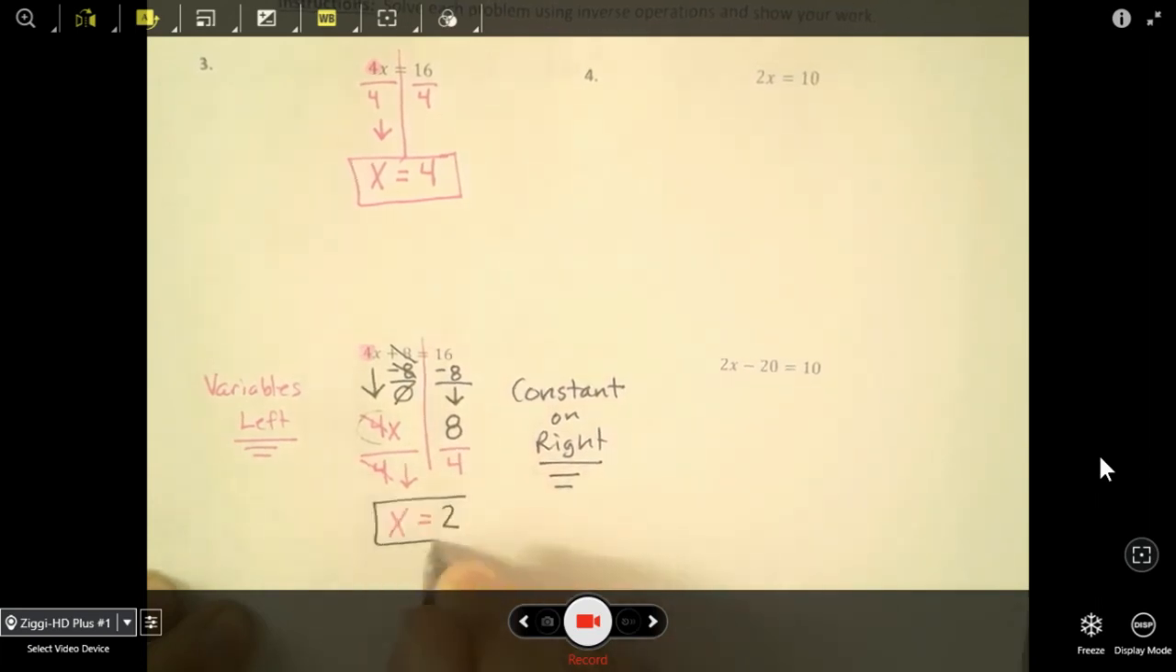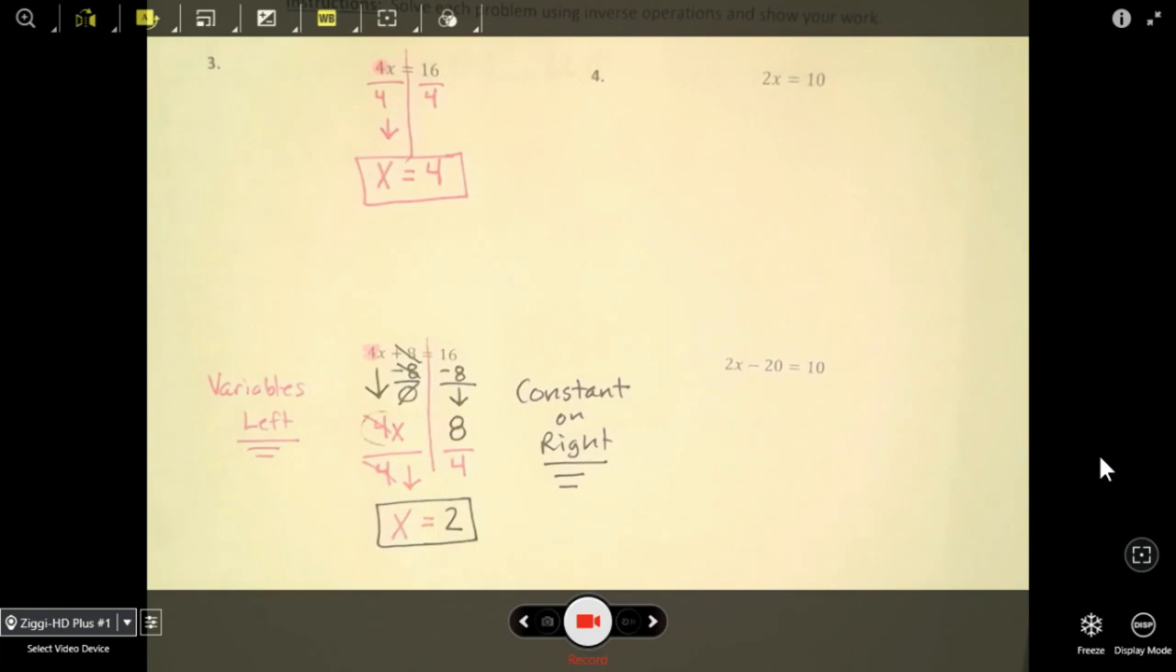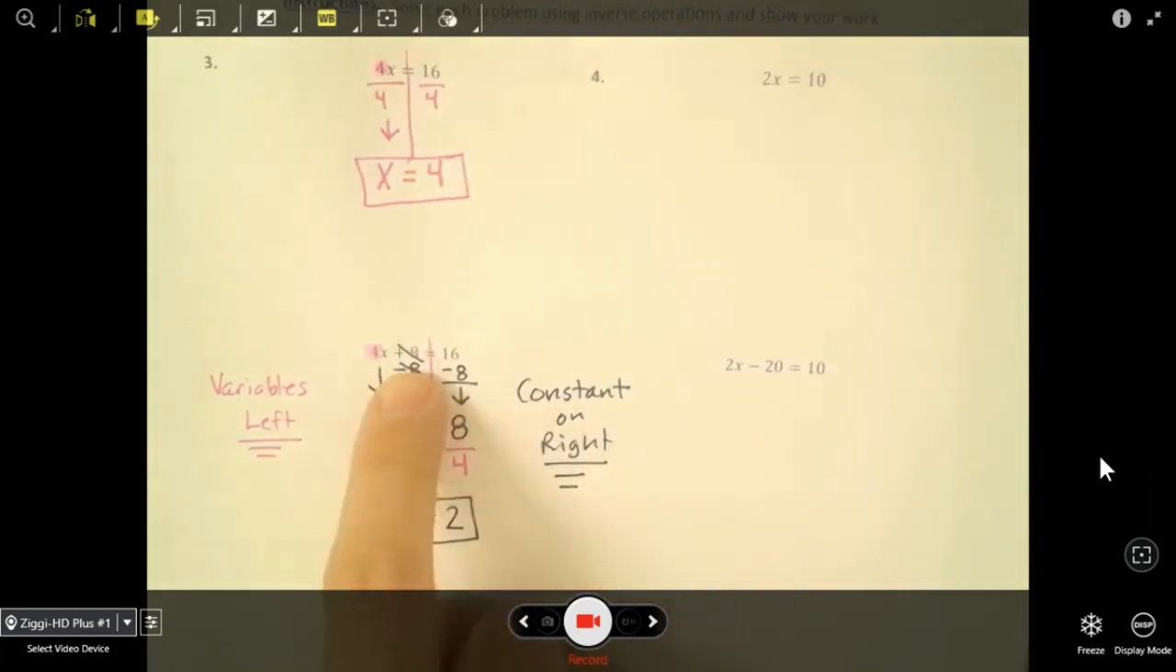And we're going to go ahead and box it. Now, let's move on to the next problem. It's going to get a little bit more complicated. From this problem to this one, we just added the 8.